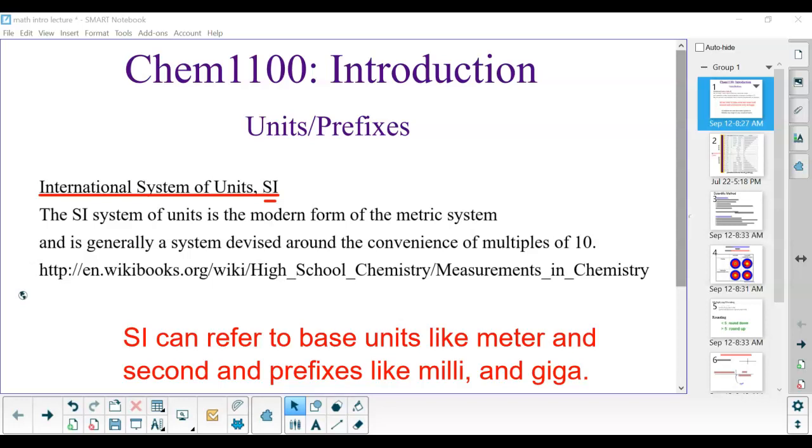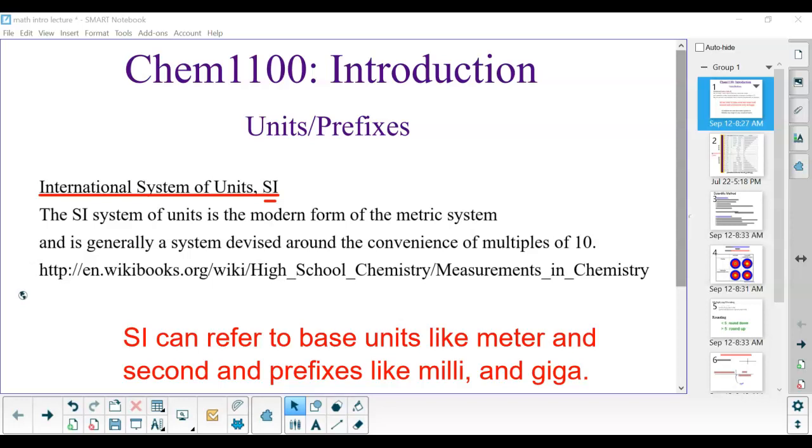Let's take a look at some of the introductory information we're going to be covering. In science, we're going to use the International System of Units, sometimes called the SI unit. That's sometimes mistakenly called the metric system. It's not a big difference.